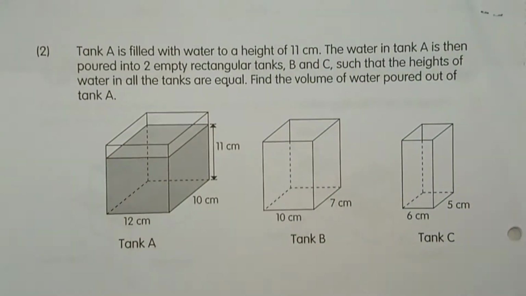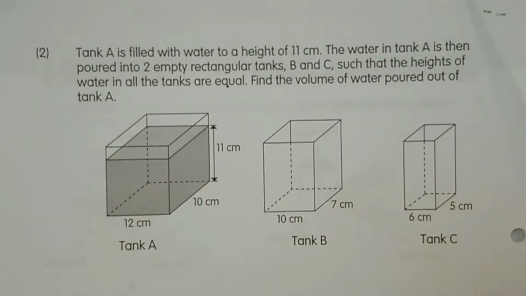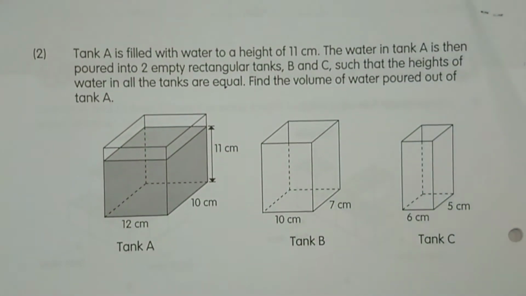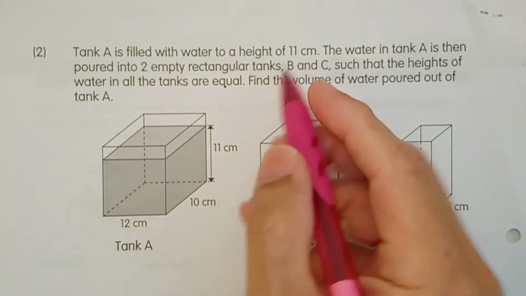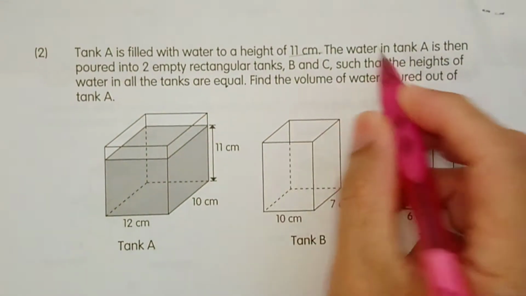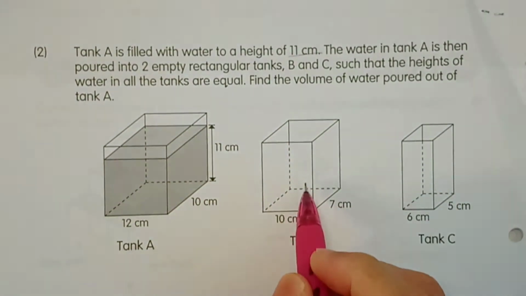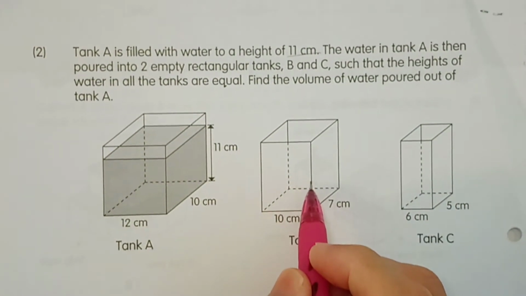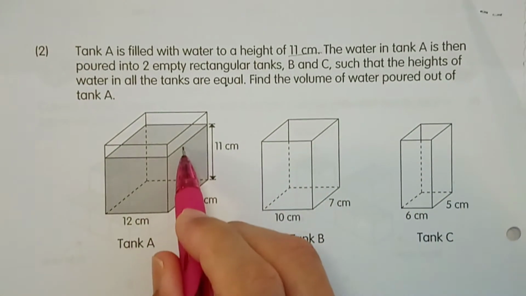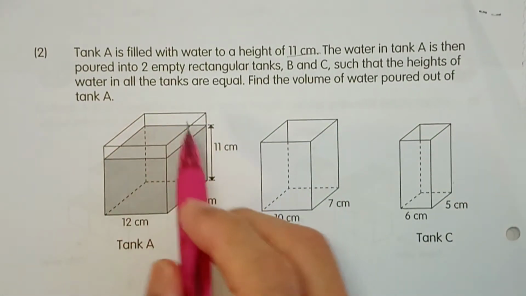Okay, let's try to do this problem on volume. Tank A is filled with water until a height of 11 centimeters. This is tank A here. The water in tank A is then poured into two empty rectangular tanks B and C, such that the height of waters in all the tanks are equal in the end.